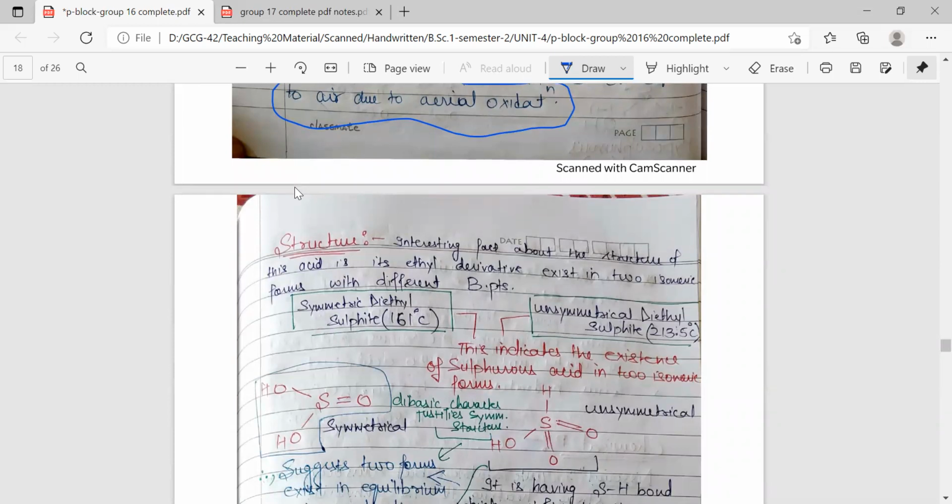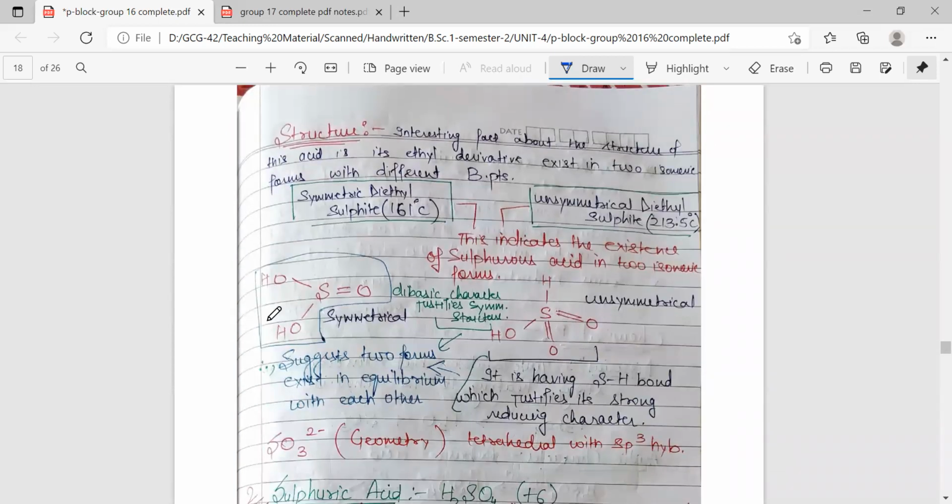Now coming to the structure, one of the interesting facts came out when the ethyl derivative was synthesized out of this sulfurous acid. Its ethyl derivative was found to exist in 2 isomeric forms with different boiling points, that is symmetric diethyl sulfite and unsymmetrical diethyl sulfite. So symmetric diethyl sulfite would have been formed from this sulfurous acid, and unsymmetrical would have been formed from this sulfurous acid. So these are the two starting materials for the generation of two kinds of diethyl derivatives.